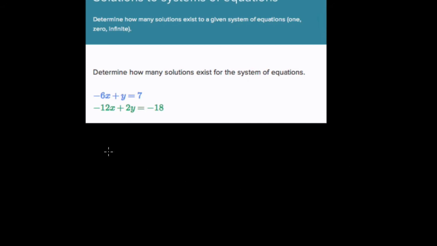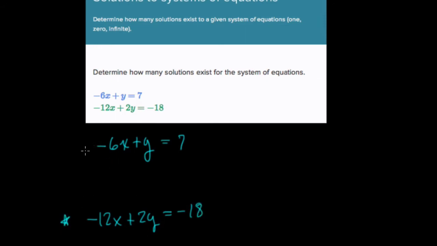The way I recognize that is by realizing that we have negative 6x plus y equals 7 in the first case. And the second equation is negative 12x plus 2y equals negative 18. And one thing I start to look for is, is this equation just a scaled up version of the other one? And what I mean is, I notice that negative 6 here, the coefficient of x, goes into negative 12, the coefficient of x here. I know that if I double negative 6, I get negative 12. So I'm thinking, what happens if I double everything in this equation? What do I get? If I double everything, I get negative 12x plus 2y equals 14.